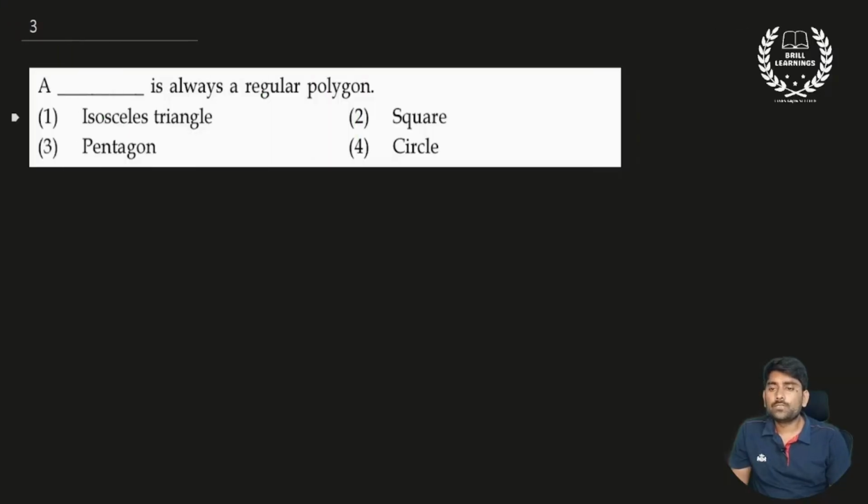In the given options, which one is always a regular polygon? Circle is not at all a polygon, so strike off this option. Next, isosceles triangle. It is not a regular polygon; an isosceles triangle has 2 equal sides and one different side. Pentagon is also not correct. Why? Here they haven't mentioned whether it is a regular pentagon or irregular pentagon, so we cannot be sure. Coming to square, a square is always a regular polygon. No other option, so this is our right answer. Let's move on to the next question.